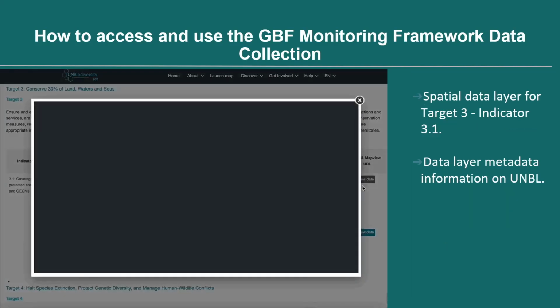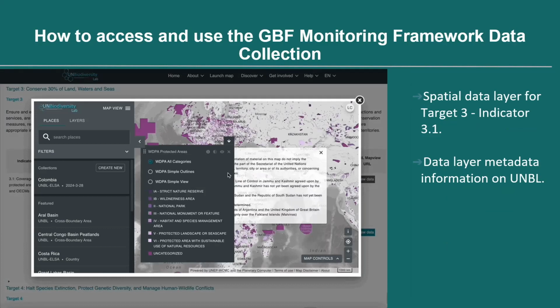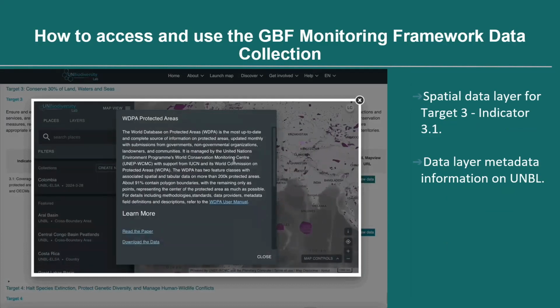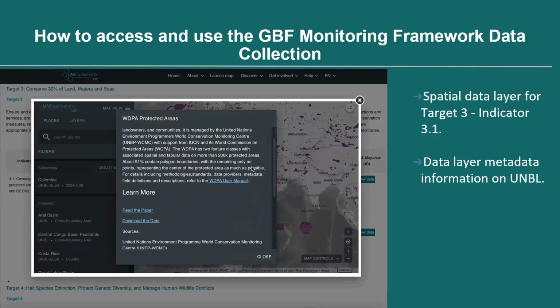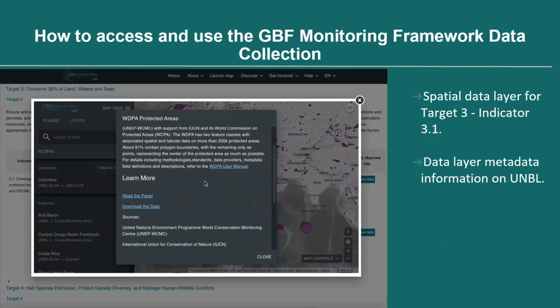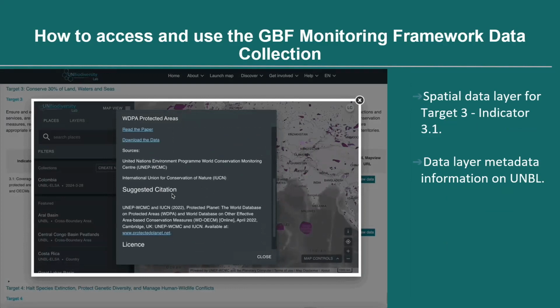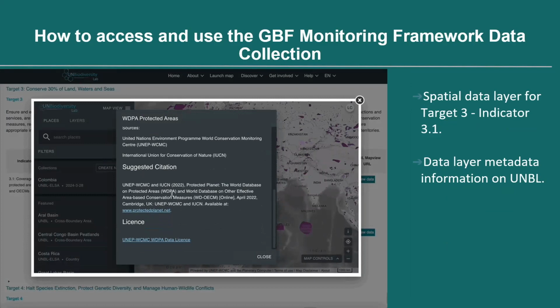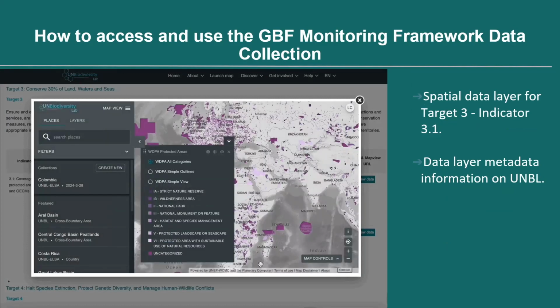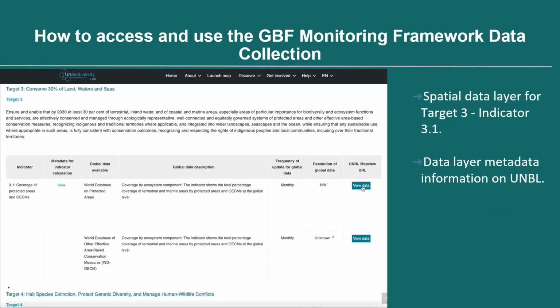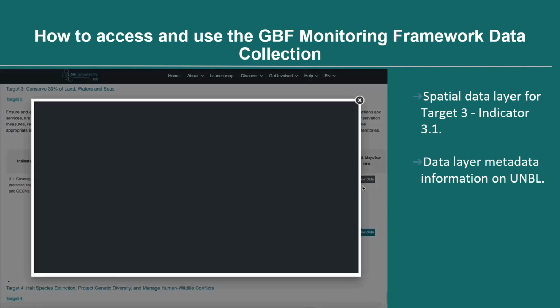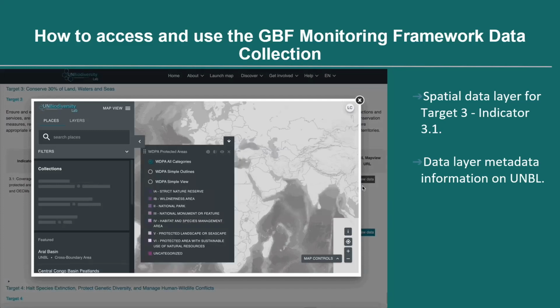After clicking on View Data, you can view the data on UNBL. Also, on UNBL, you can access the specific data layer metadata by clicking on the Layer Info tab located in the legend of the data. The layer info includes the data layer information, description, links to access the source publication, and to download the data.